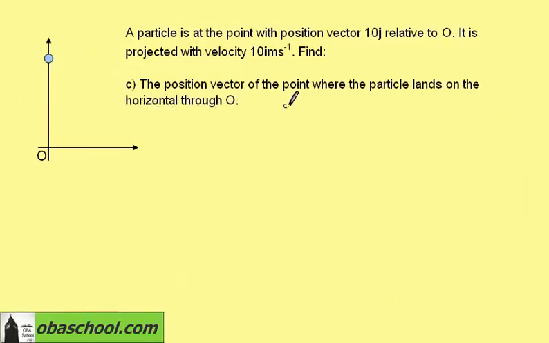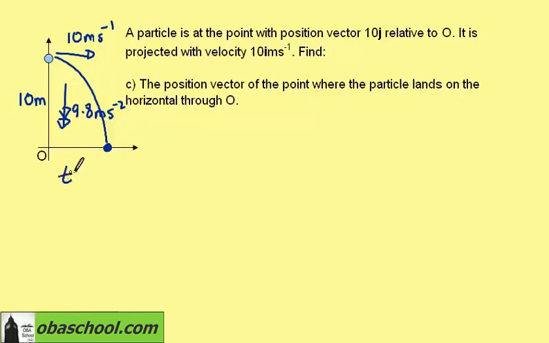We now want to know the position vector of the point where the particle lands on the horizontal through O. In other words, it falls down. We want the coordinates, or the position vector, of this point. We know that it started 10 meters above the ground, and the projection was horizontal at 10 meters per second. The acceleration acts downwards and is 9.8 meters per second squared. We need to find first the time at which it lands.